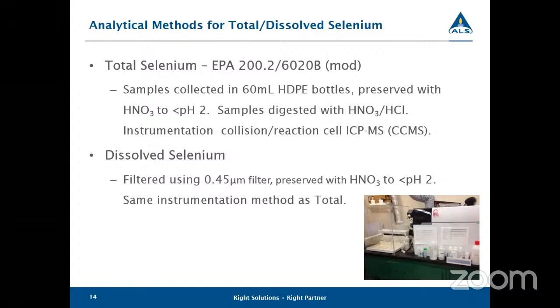So let's go back to total and dissolved selenium. The analytical methods for total and dissolved selenium are typically analyzed by ICP-MS. Total selenium would be perhaps EPA 200.2 or 6020B. Briefly, samples are collected in an HDPE bottle, preserved with nitric acid, and digested with a mixture of nitric and hydrochloric acid, and analyzed by ICP-MS. The difference with dissolved is these samples will be filtered prior to preservation.